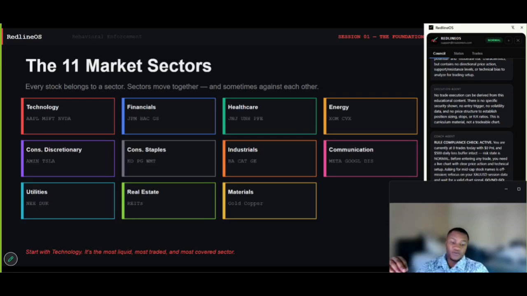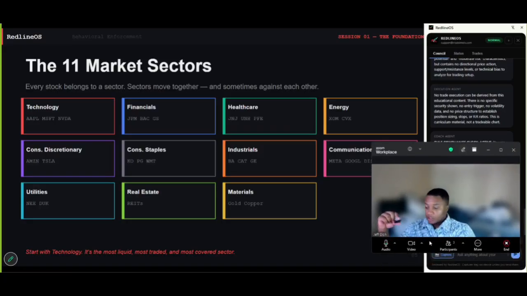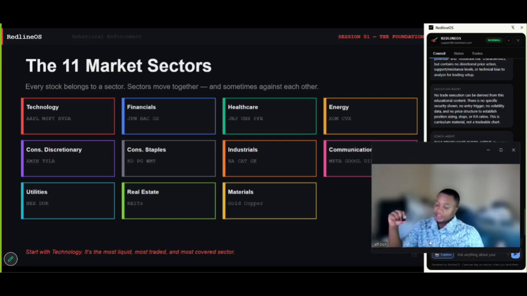We also have utility. Utility is a defensive sector. When I say defensive sector, I pretty much mean utility, regardless of interest rate, is still going to be there. People are still going to need it. Electric companies, water companies. You have Duke Energy, you have NextEra.